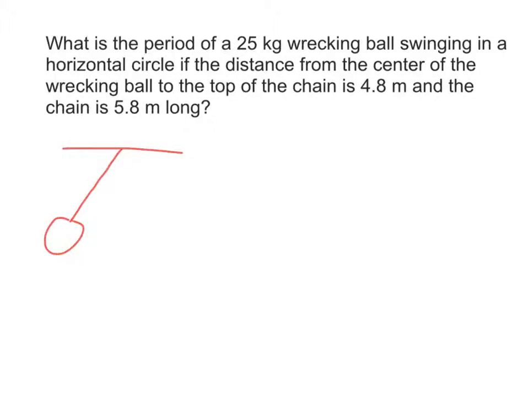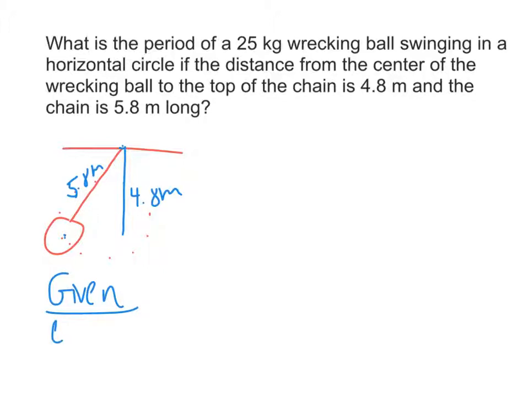a wrecking ball swinging around in a circle. It tells us that the length of the chain is 5.8 meters long, so this is 5.8 meters. And it tells us that the distance from the top of the chain to the center of the ball, so this distance right here, is 4.8 meters. So we're given the length of the string and we're essentially given the y component, or the y side of the triangle. So if I list my givens, we know those two things.